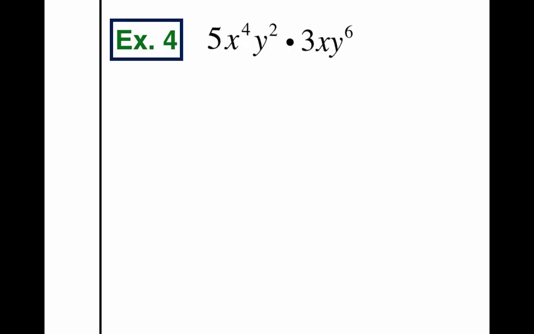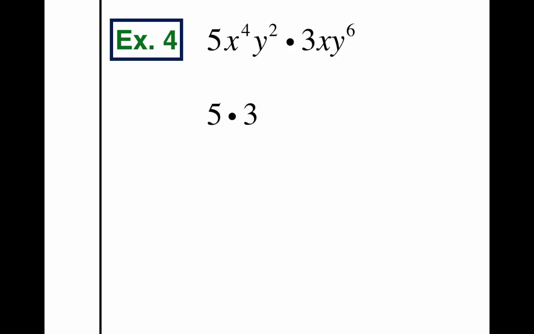Let's look at this one. How about this? If we use that rule, add the powers, how would that work on this? 5x to the 4th y squared times 3x y to the 6th. Now we could break this out, expand it, and put it back together totally. But right now, I want to do it a little differently.